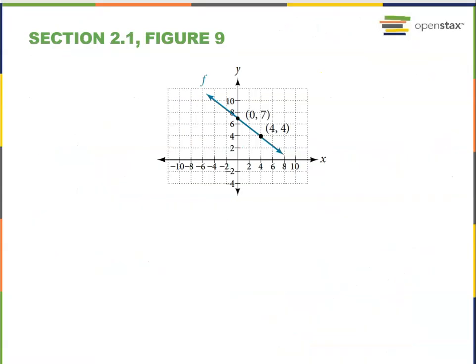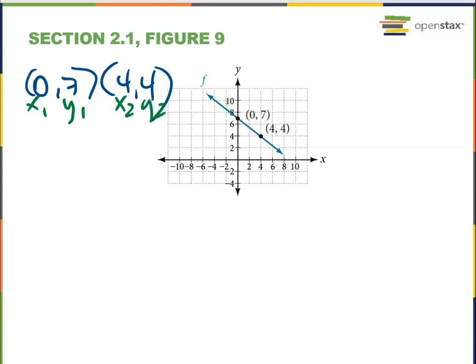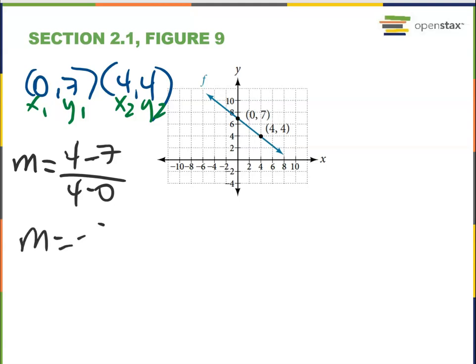Next, writing and interpreting an equation for a linear function. So given the graph here, figure 9, and given the 2 points (0, 7) and (4, 4). We are not given a slope, so we can solve for the slope, right? So this is your x1, y1, x2, y2. To solve for the slope, change in y, y2 minus y1, 4 minus 7, over the change in x, 4 minus 0. 4 minus 7 is negative 3, 4 minus 0 is 4.